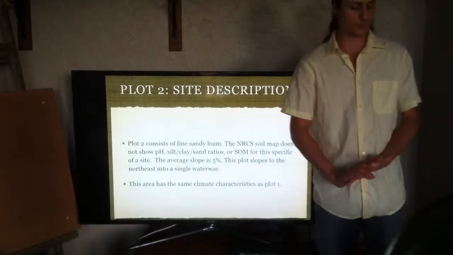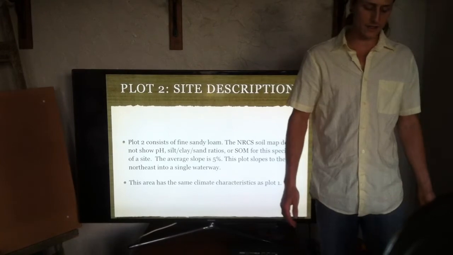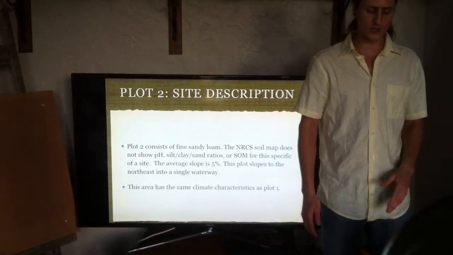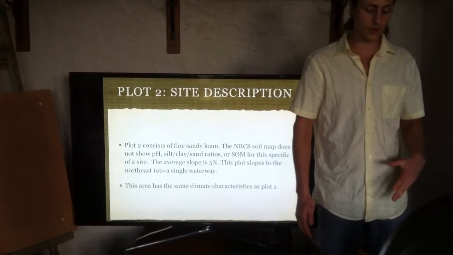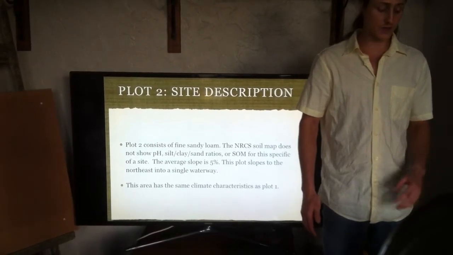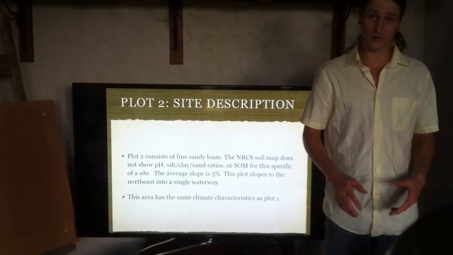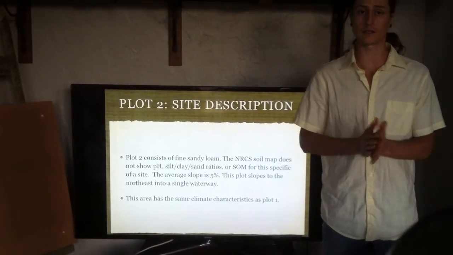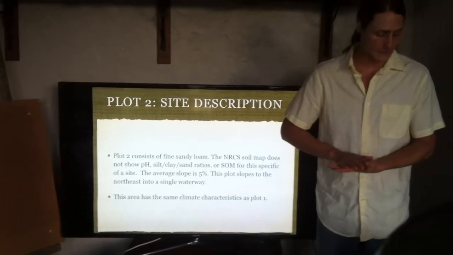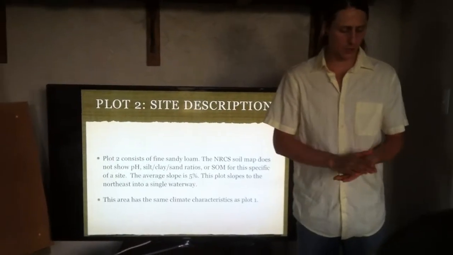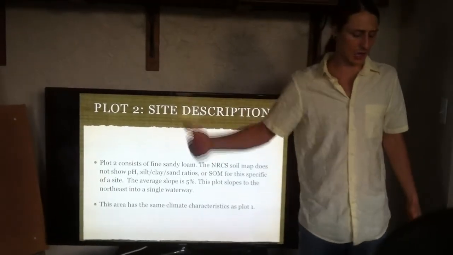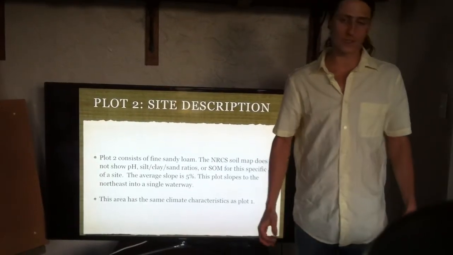Plot 2 site description. Plot 2 consists of fine sandy loam. The NRCS soil map does not show pH, silt, clay, sand ratios, or soil organic matter for a site this specific, neither for Plot 1 or Plot 2, so soil analyses are going to have to be conducted prior to treatments. The average slope of this area is 5%, and the plot slopes to the northeast into a single waterway.